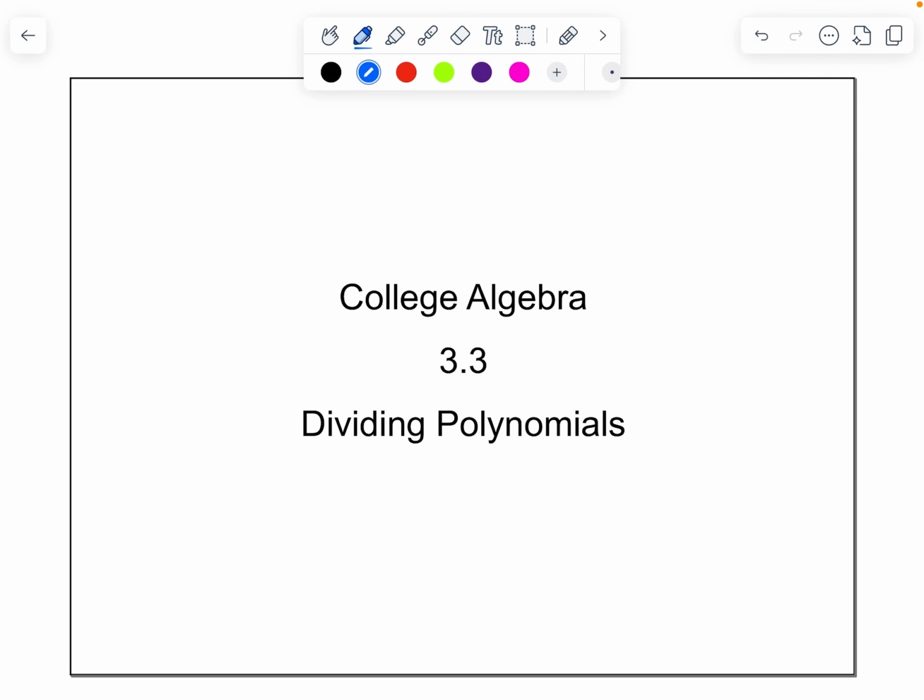We're moving right along into section 3.3. We've been talking this unit about polynomials, and today we're going to talk more about dividing polynomials. This is going to lead us into some more ways to actually solve polynomials here.